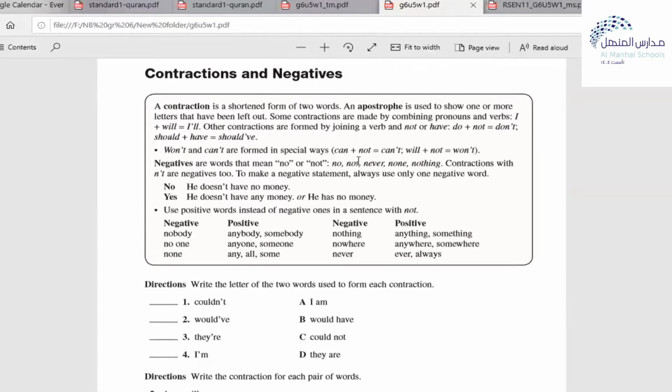Some contractions are made by combining pronouns and verbs. I plus will becomes I'll. Other contractions are formed by joining a verb and not or have. That's do plus not equals don't. Should plus have equals should've. But before going further, let me play a video for you to see an illustration of all I was trying to say.